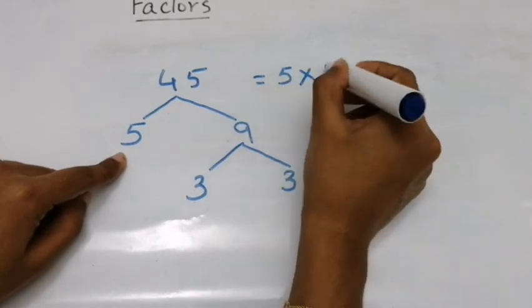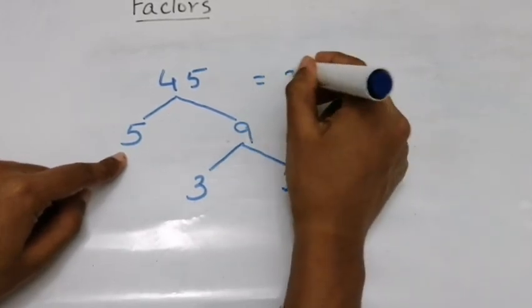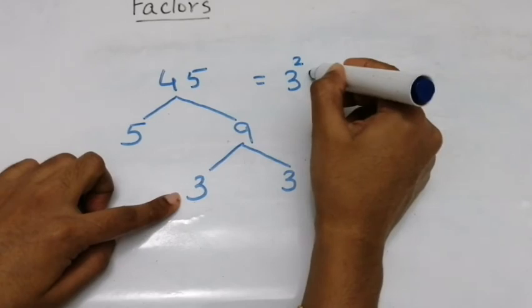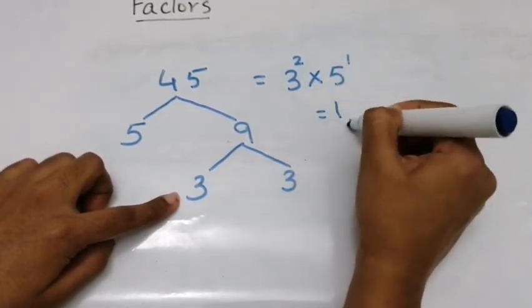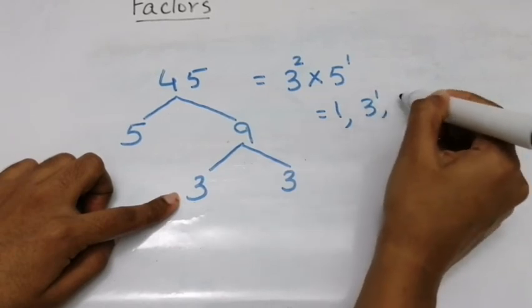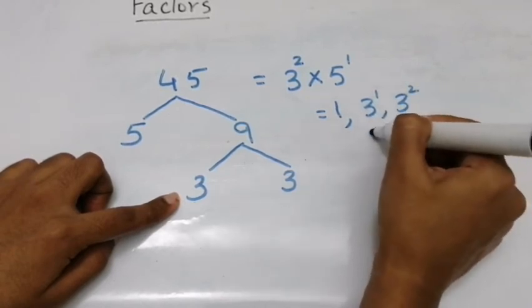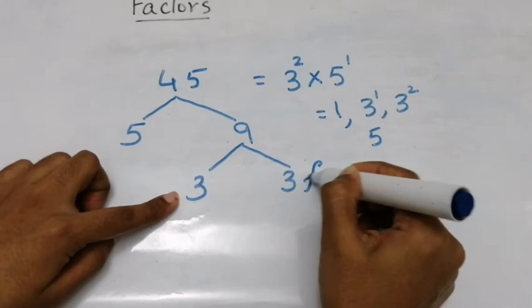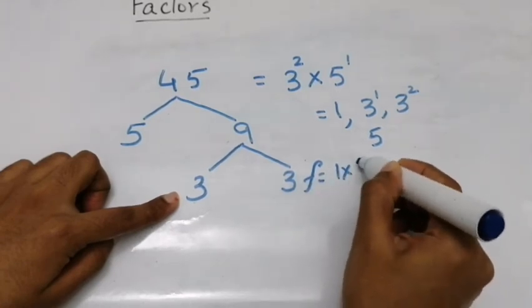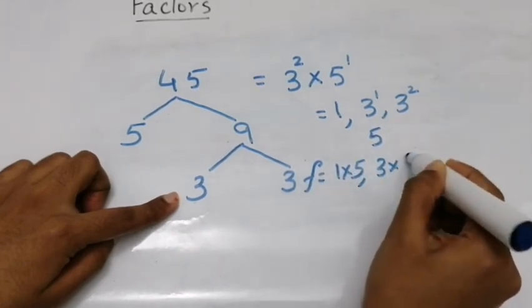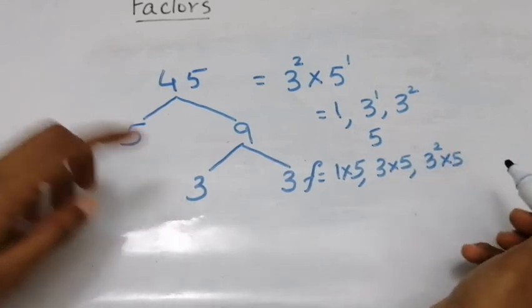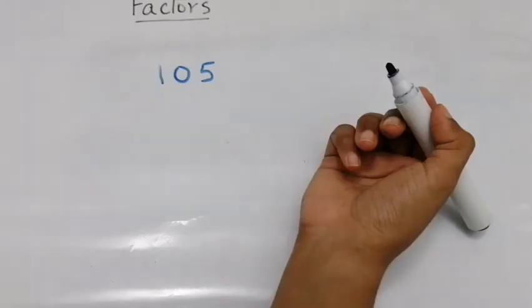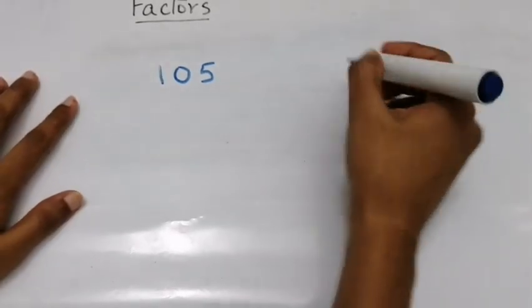So what is the answer? 5 into, okay, first take 3. 3 how many times? 2 times. And 5 how many times? 1 time. So how do you write? 1, 3 to the power 1, 3 to the power 2, and 5. So how do you write finally the factors? 1 into 5, 3 into 5, 3 square into 5. These are the factors.